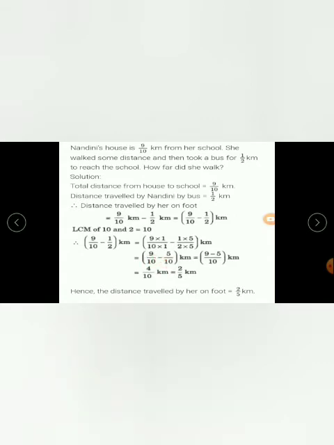Now, we converted into like fractions, so we can subtract. What we subtract? The numerators. 9 minus 5. What is 9 minus 5? 4 by 10. Now, 4 and 10 are having what? Common factors, isn't it? So, what is a common factor in that? 2 is a common factor. Now, when you are reducing to the simplest form, what is that? 2 by 5. So, what distance she walked on her foot? 2 by 5 kilometer.